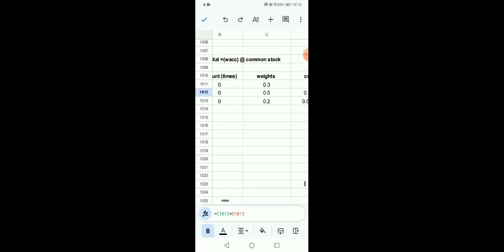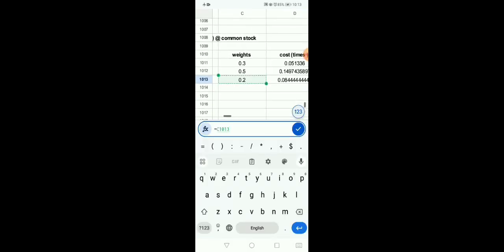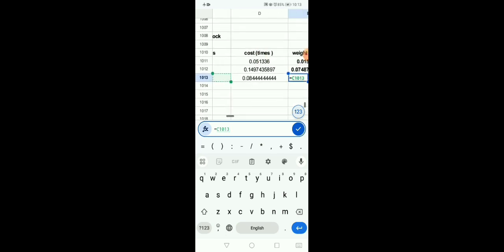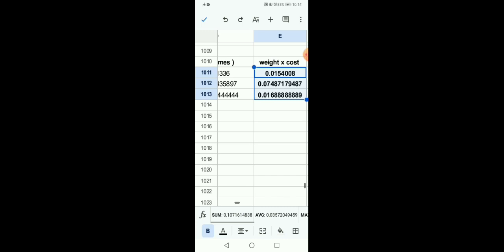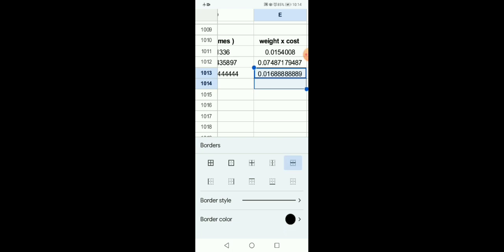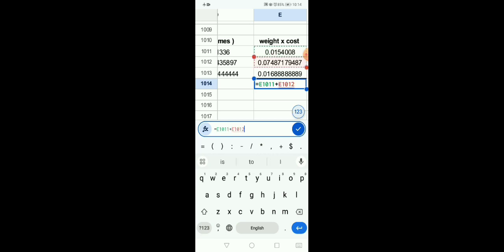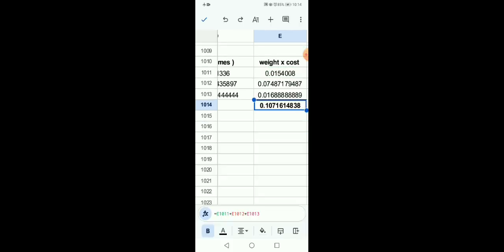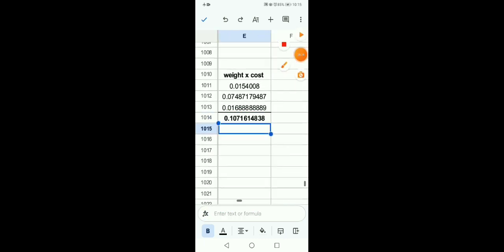Now next is preferred stock. You are required to multiply weight of preferred stock, which is 0.2, with cost of preferred stock, which is 0.08. Here you have got the value, and now you just need to calculate the sum. That sum would be considered our answer on the calculator. What you will do, 0.01 plus 0.07 plus 0.01. In this way you have calculated weighted average cost of capital in terms of common stock. And as usual, the answer is in terms of times.